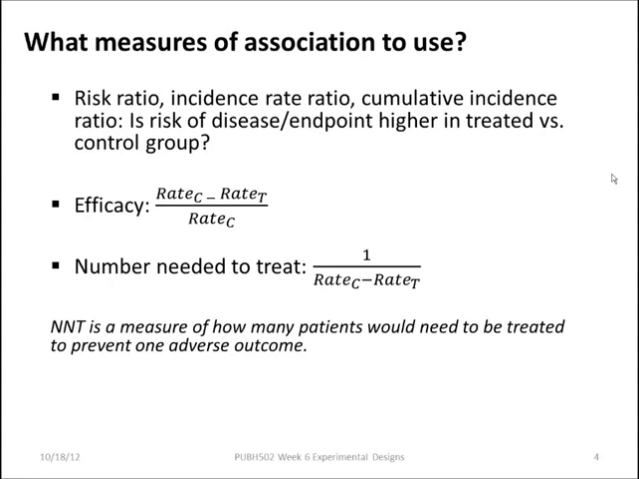Number needed to treat comes up, or at least it came up recently, when the U.S. Preventive Services Task Force came out with its new guidelines for mammography and determined that so many women would need mammography between ages 40 and 50 in order to prevent one breast cancer death that it really didn't make any sense.